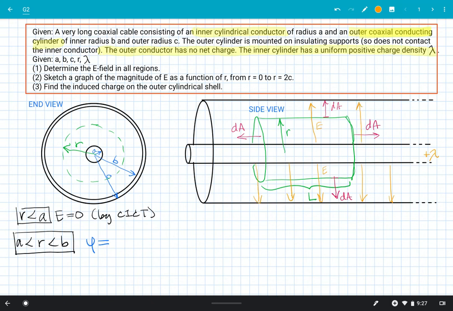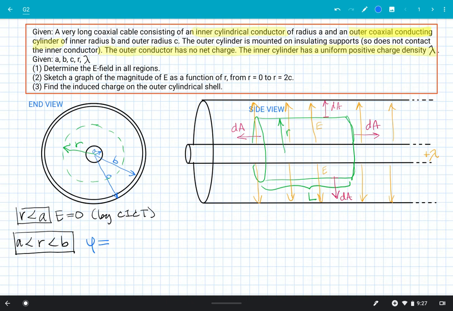And we want to think about the idea that we're capturing some of this, right? The idea of flux is that we have to think about what parts of E are actually permeating through our Gaussian surface. That's what the flux is all about. So if I look at this, I can see that the only E field that's getting through my surface is the E field that is parallel to dA. The radial E field is getting through my surface, right?